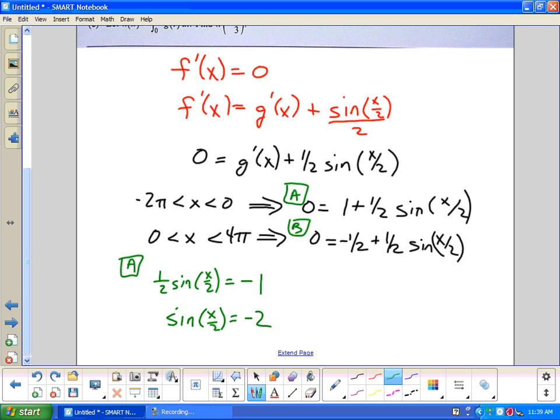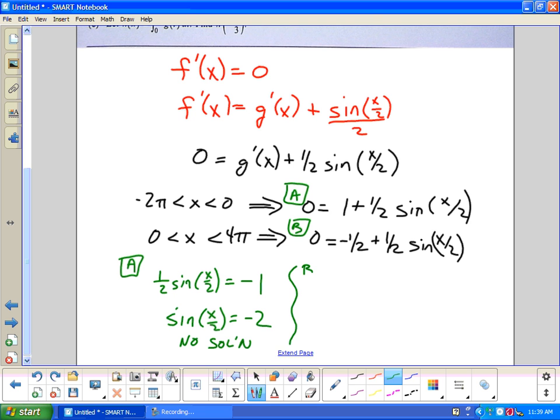What do you know about this? There is no answer. Remember our range of sine. It's impossible. So there is no solution here. So between 0 and 2 pi, there are no critical points. Between negative 2 pi and 0, there are no critical points.